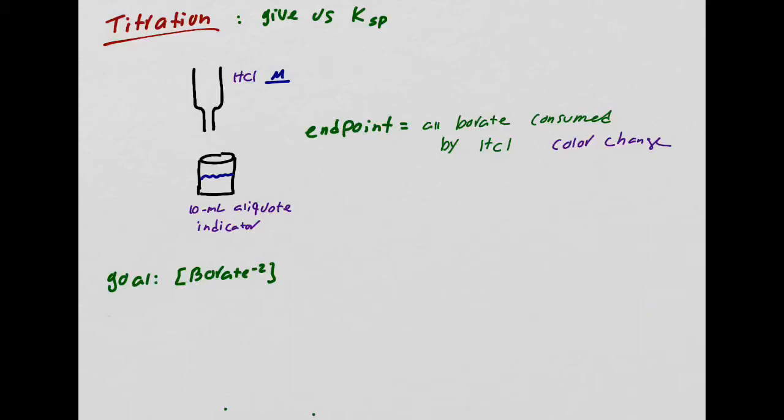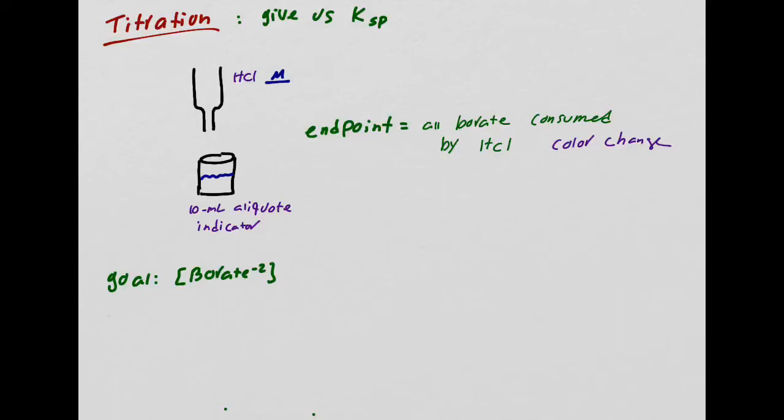So I have my hydrochloric acid here, and I know the exact concentration. I have my sample here. I want to keep adding hydrochloric acid until I reach the end point where there's going to be a color change. When all the borate has been consumed by hydrochloric acid, that's where I reach the end point, and that's where I'm going to have a color change. So by doing this, you are going to figure out the concentration of borate.